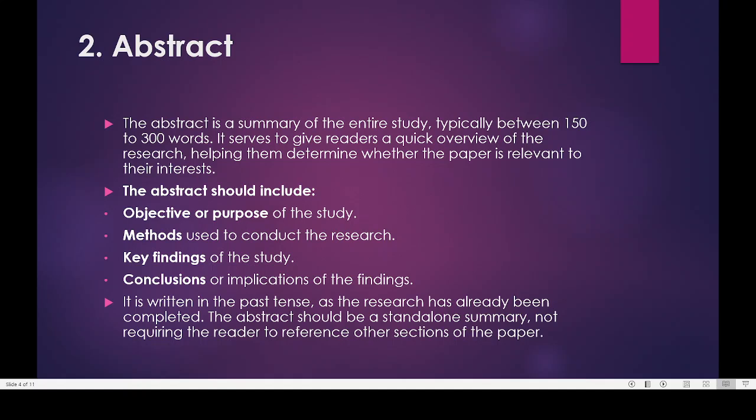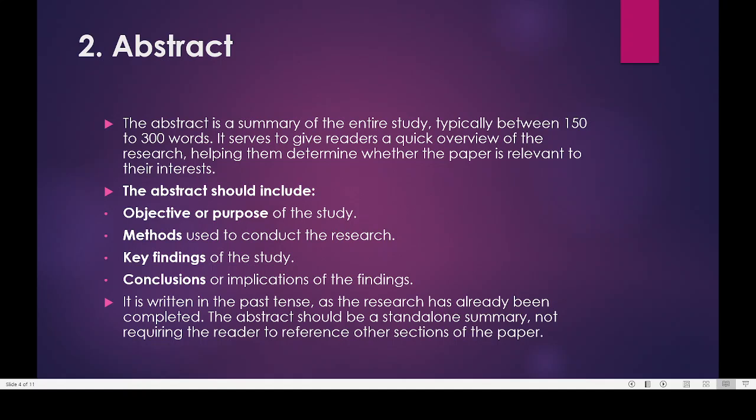We can also call it a summary. Abstract is a summary of the entire study, typically between 150 to 300 words. So there is a word limit for the abstract. We cannot make an abstract of 2 pages. Normally an abstract will be 1 paragraph or half a page of an A4 paper. That is the maximum that is allowed. So maximum we can use only 300 words.